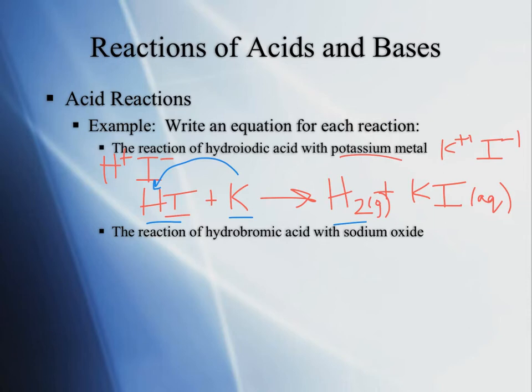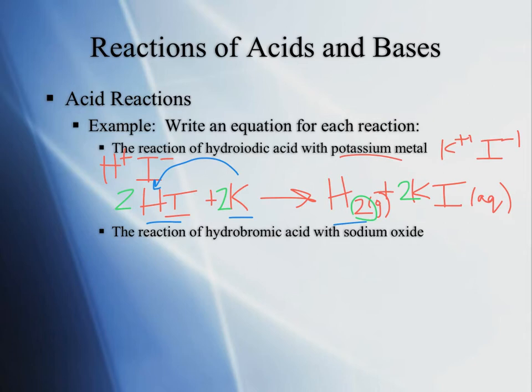Okay, let's go back to the first one because we need to balance it. Every time you write a reaction, you want to make sure you balance it. This is not balanced since we have two H's on the right and only one on the left. So we need to put a 2 in front of HI, which gives us two I's on both sides. Then we need a 2 in front of KI to balance out those I's. Now we have two K's on the right but only one K on the left, so we add another 2 right there. So 2, 2, 1, 2 are our coefficients for that first reaction.